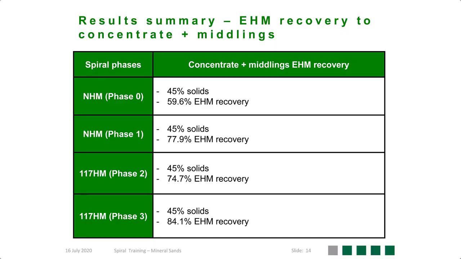So this is just some summative results at 45% solids, just to see what the recovery was at each of the phases. So in phase 0 we had around 60% recovery, in phase 1 around 78% recovery of economic heavy minerals, in phase 2 75%, and then in phase 3 we had 84% recovery of the economic heavy minerals. So we've noted that with an increase in the recovery, we compromised some of the grade.